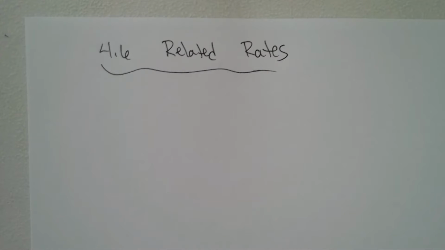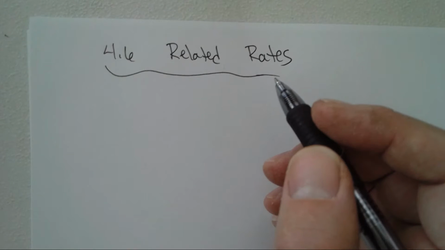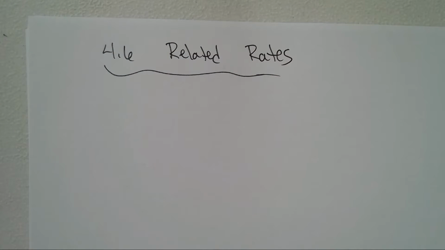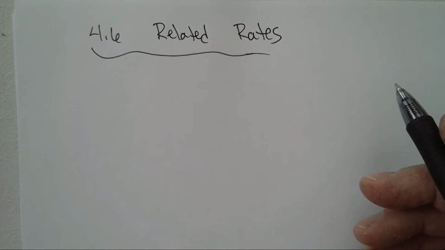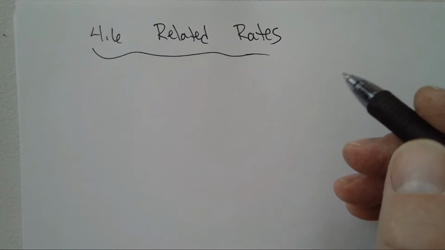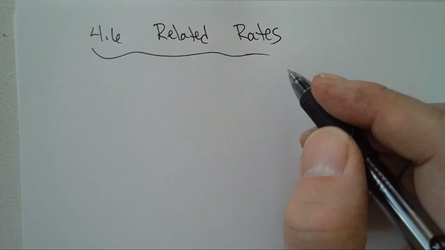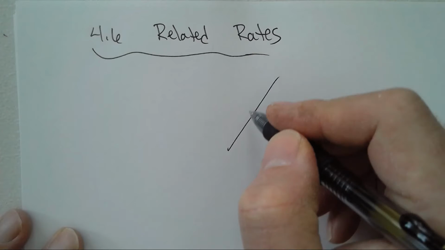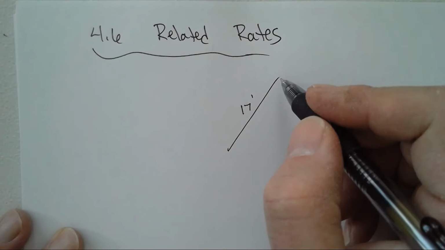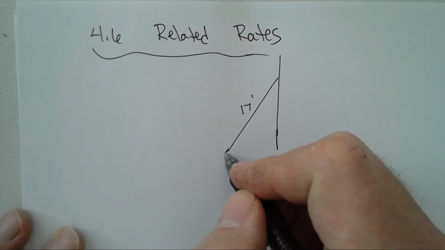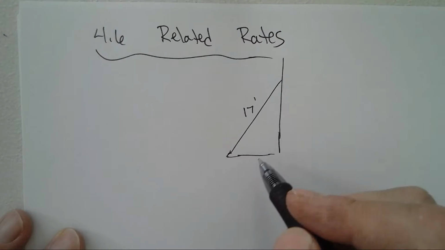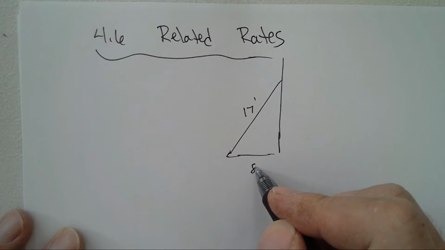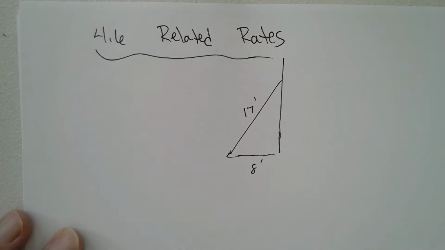Alright, so related rates. Maybe I'll just start with an example and then I'll give you the sequence of how to solve these problems along the way. Let's say we've got a 17-foot ladder leaning up against a building. At this point we'll say it's 8 feet away. Here's my building.